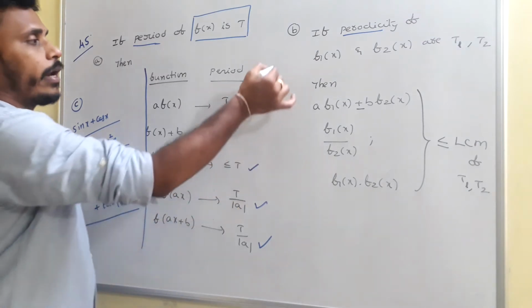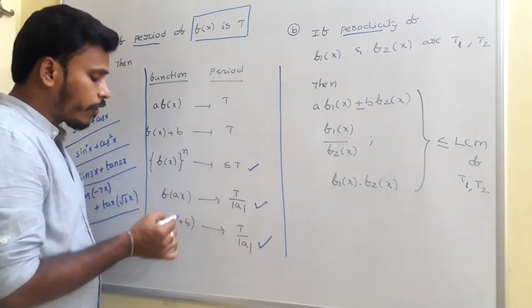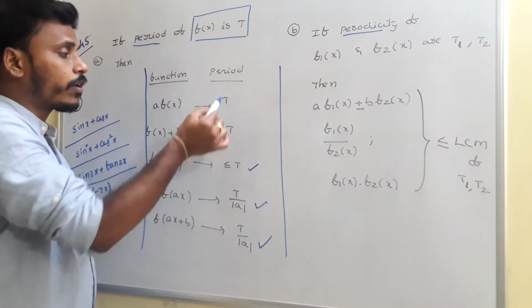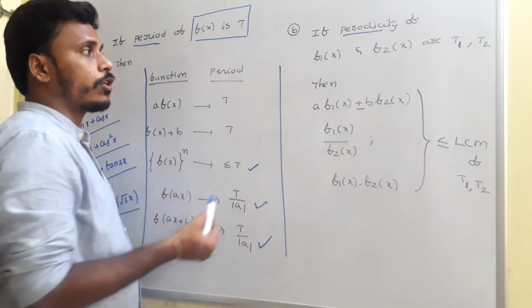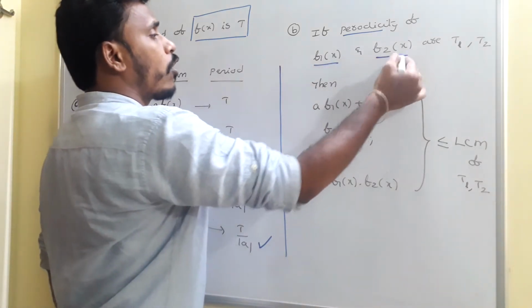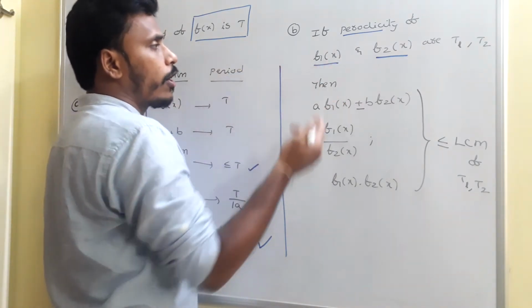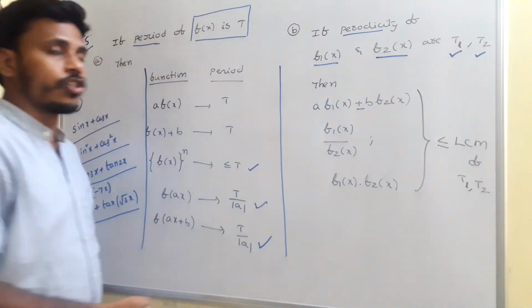Okay. This is the first point. If f of x is periodic with periodicity T, then f of ax and f of ax plus b are periodic with periodicity T by mod a. And for these two the periods are the same, T, and for this the periodicity is less than or equal to T. So now I have two functions f1 of x and f2 of x. Every function has a periodicity. Both are periodic functions. The periodicity of the first function is T1 and for the second function is T2.